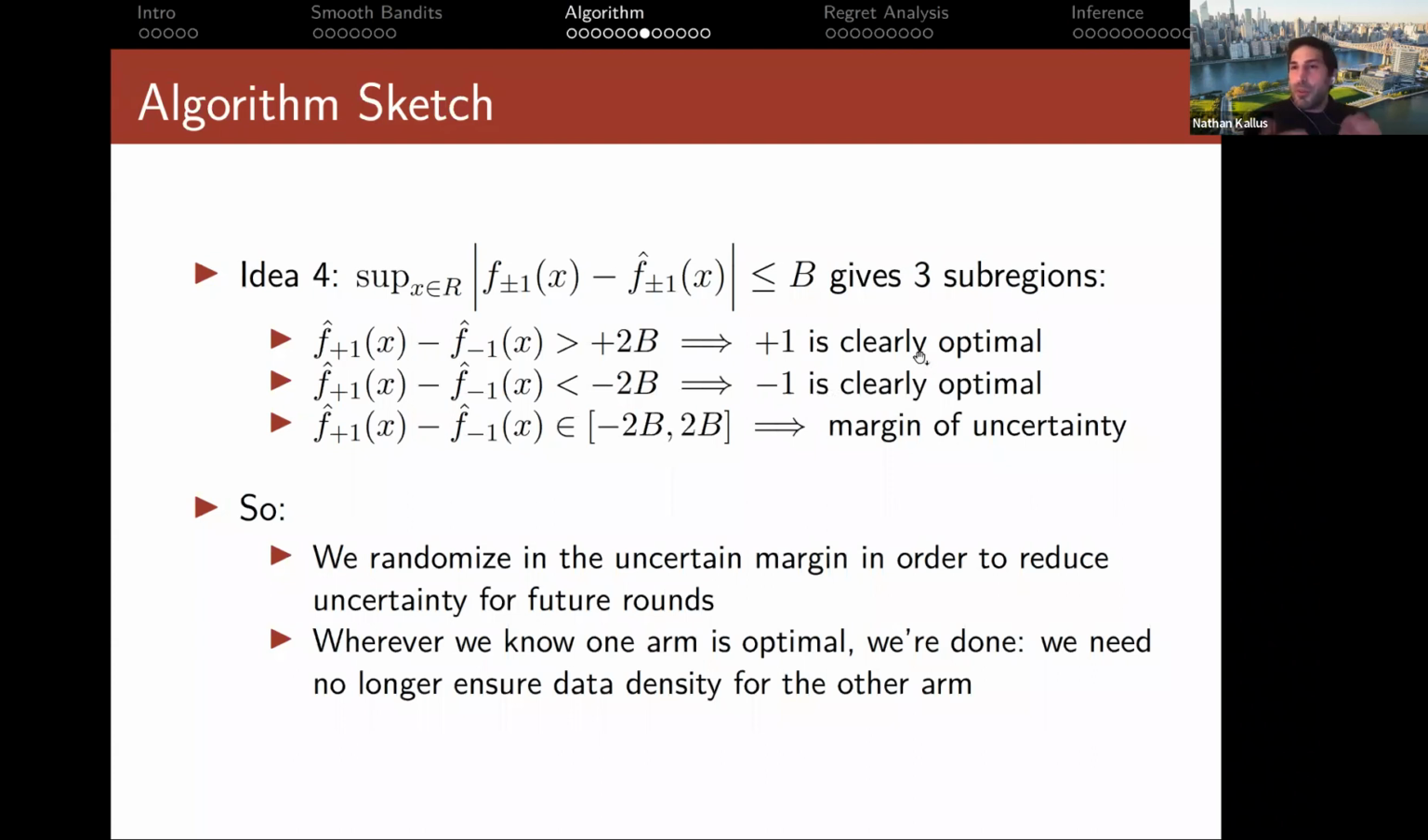And if it's clearly optimal, then we should just pull that arm. We don't need to keep exploring. We don't need to collect any more data. We can just pick the arm that's optimal. If we're not sure, if we're in this margin of uncertainty, then maybe what we should do is keep randomizing so we can learn a little bit more about these functions. And maybe in future rounds, we're going to be able to figure out which arm is optimal.